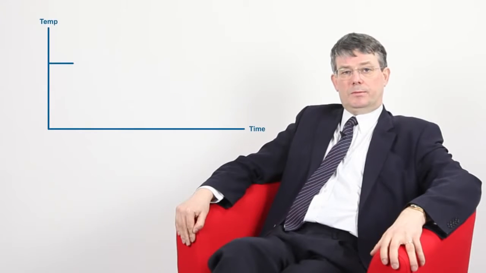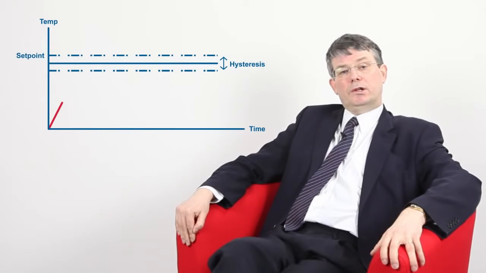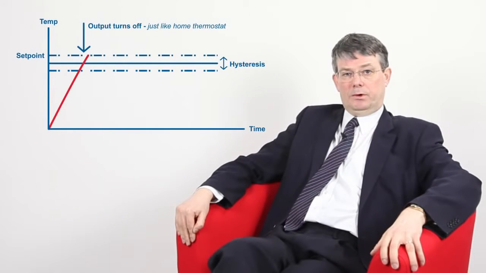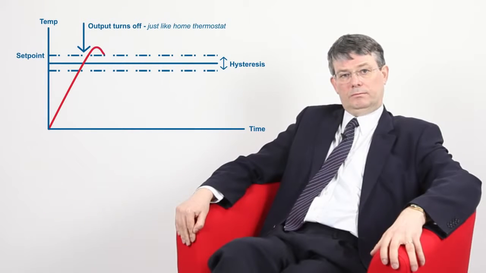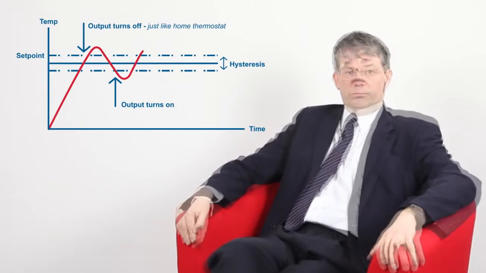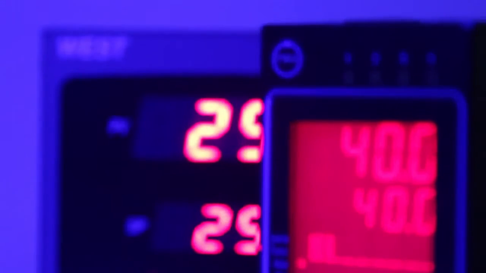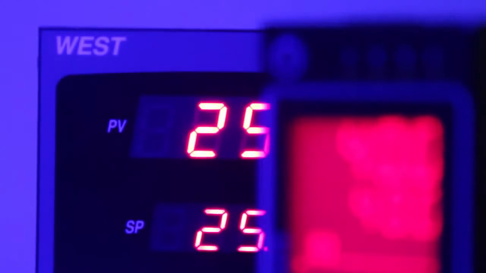With on-off control, the output will always remain on until the set point has been reached, at which point it will turn off, and will remain off until the process has fallen back below the set point, at which point it will turn back on again. This will inevitably lead to some kind of overshoot and undershoot. The amount of oscillation in the process is entirely dependent on the speed at which the process rises and falls.